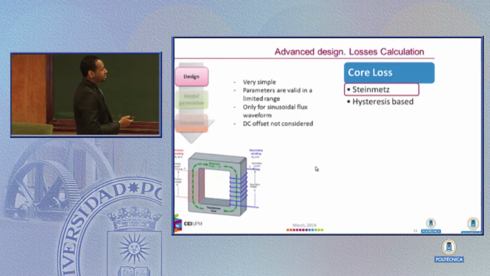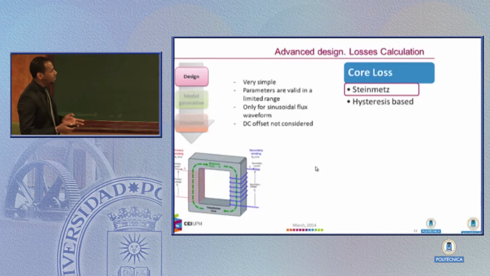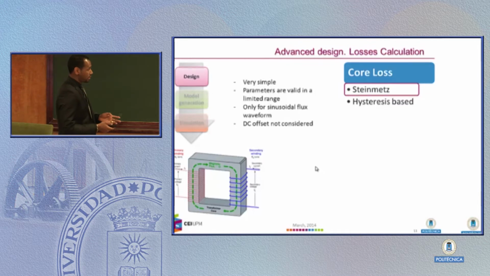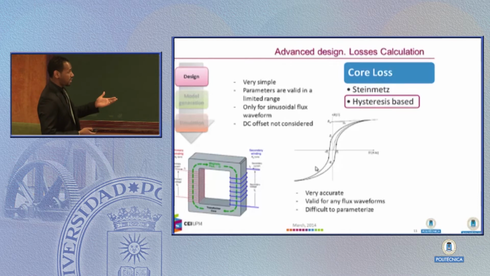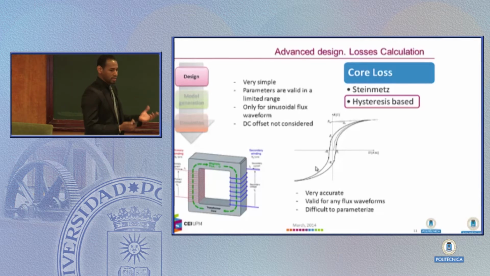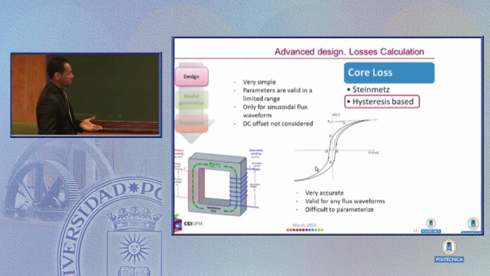And its parameters are valid only in a limited range of frequency and flux density range. And also, if we have a DC offset, this DC bias is not considered in the calculations. Hysteresis-based methods, on the other hand, are very accurate and are valid for any flux waveform, but they have many parameters that are difficult to parameterize. Since the Steinmetz equation is fast and simple and it only needs 3 parameters, many improvements of this method have been developed in order to overcome its limitations.